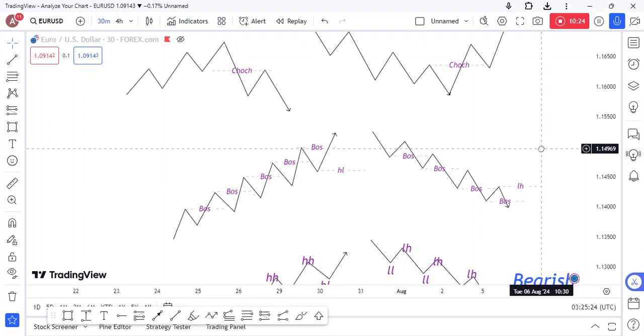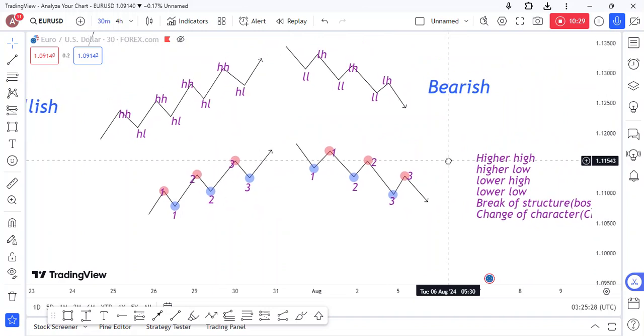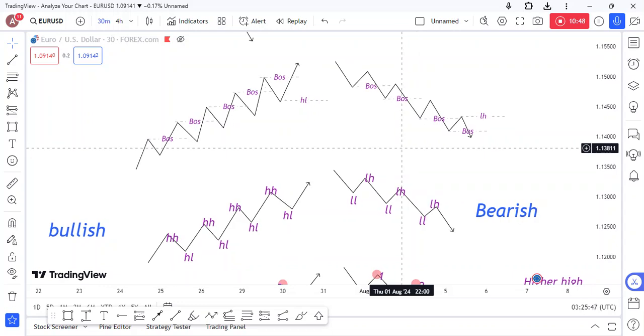Okay, so we've learned about higher highs and higher lows, and then lower highs and lower lows, break of structure and change of character. We said when we have a series of higher highs and higher lows, the market is bullish. And when we have a series of lower highs and lower lows, the market is bearish. Bullish is an uptrend and bearish is a downtrend. Now, in a bullish market, when a higher high is broken, we call it a break of structure, just to continue the trend.